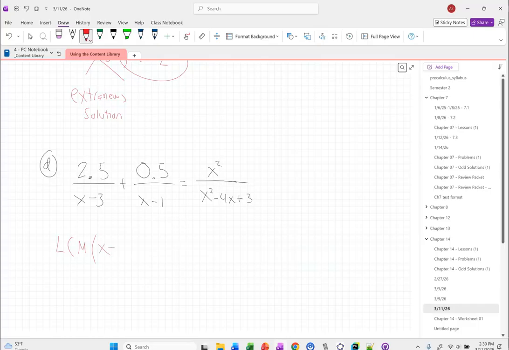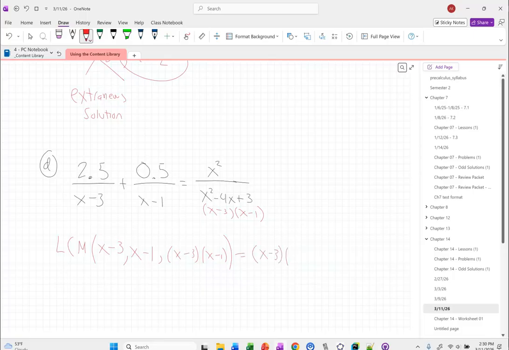X minus 3, that's prime, that's ready to go in. X minus 1, that's prime, that's ready to go in. X squared minus 4x plus 3, that ain't prime. What should I do? Factor. How does it factor? X minus 3, X minus 1. Good. What's my least common multiple then of the 3? X minus 3 times X minus 1.